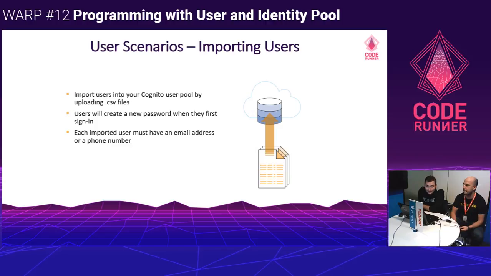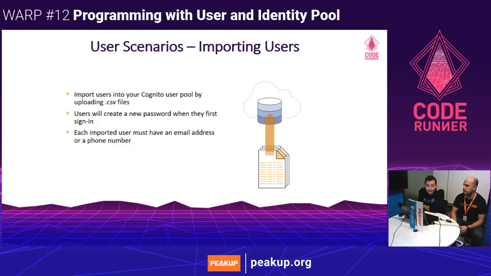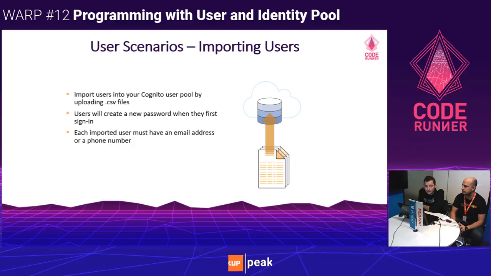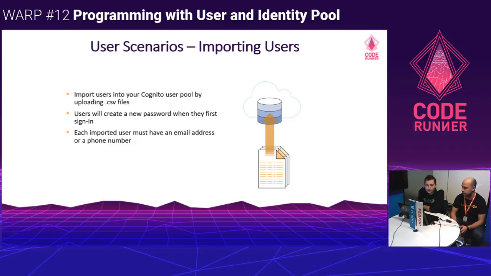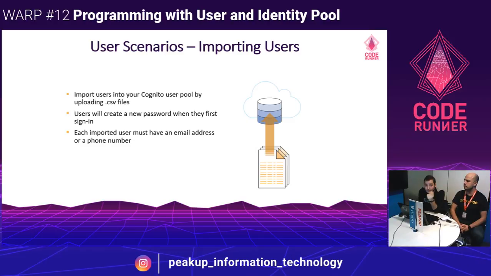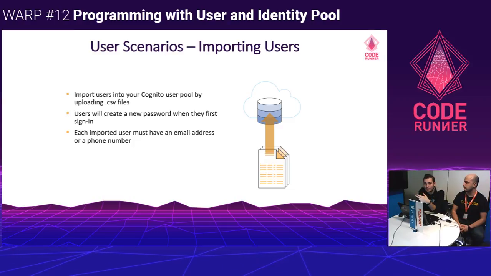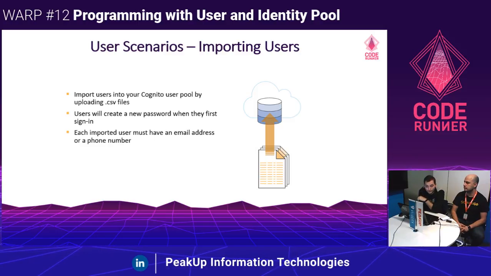So you can import your users with a CSV file, and the users will have to change their passwords when you upload it first, and each user must have an email or phone number at least, because that's the way Cognito actually matches the users. Actually, Cognito separates the email from the username. So maybe your user wants a different username, but uses some other email address. Users can change their username later. So that's actually cool too.